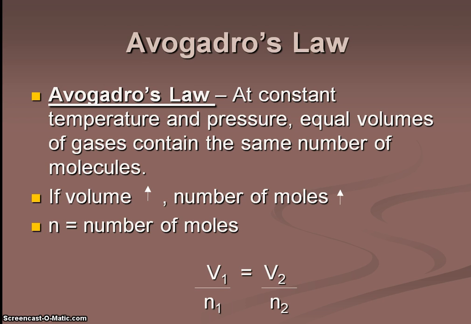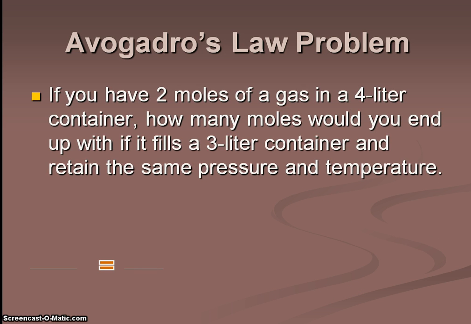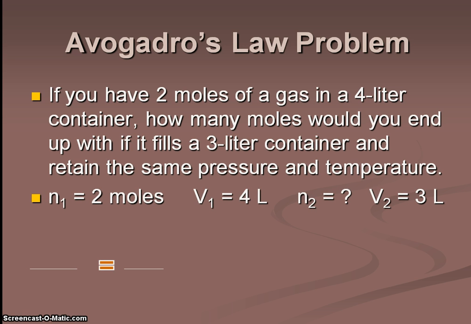So this is our new equation. Notice that the variables are being divided. Anytime you divide variables, they're directly related. And just like before, you pick out the information from the question and plug it in. If you have 2 moles, that's N1, of a gas in a 4-liter container, there's your V1. How many moles would you end up with? So you're looking for N2 if it fills a 3-liter container, there's your V2. N1 is 2, V1 is 4, N2 is what you're looking for, and V2 is 3.